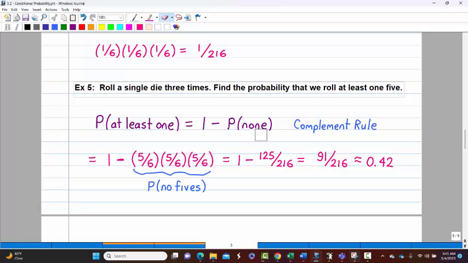So for no 5s, it's 1 minus, so the probability of not getting a 5 is 5 out of 6, basically 1 minus 1 over 6. There are 5 numbers in there that aren't a 5, times another 5 out of 6, times another 5 out of 6. So 1 minus this answer gives you the probability you get at least 1 5 out of those 3 rolls. So you have 91 over 216, which the calculator will make 0.42. A little less than half, a little less than a 50% chance.